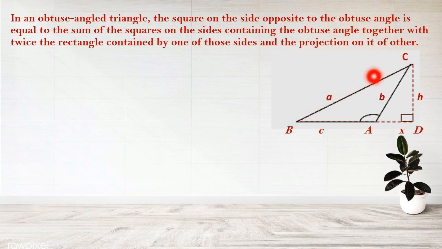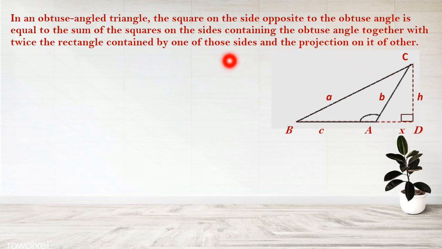So the square on the side opposite to the obtuse angle means that we have to take the square of BC, is equal to the sum of the squares on the sides containing the obtuse angle. Okay, which are the sides that contain the obtuse angle? Those sides are BA and AC. Together with means that we will use the sign of plus.